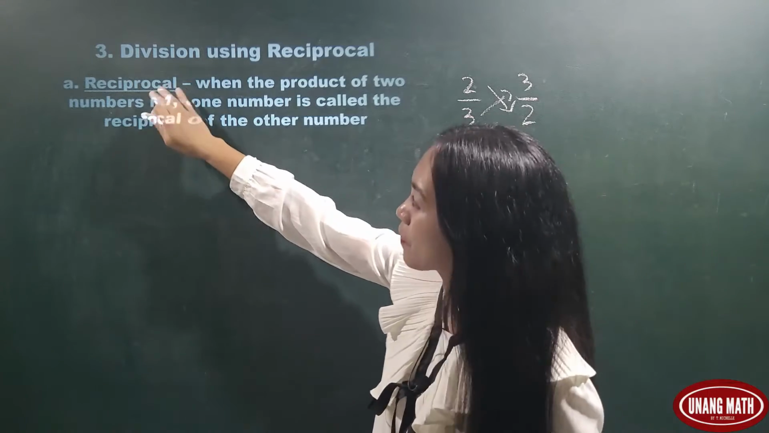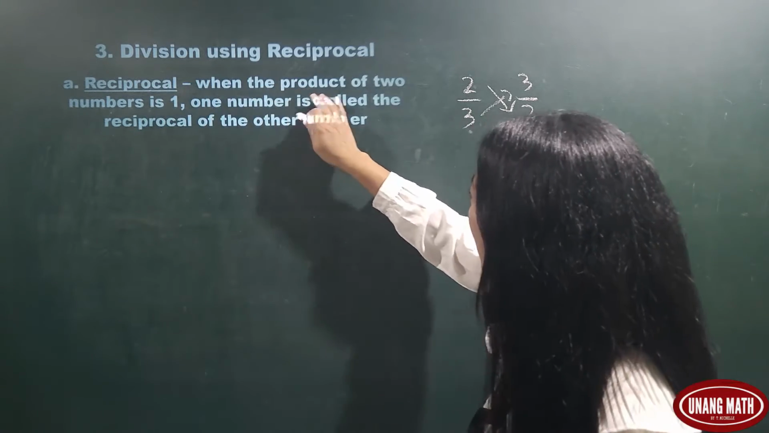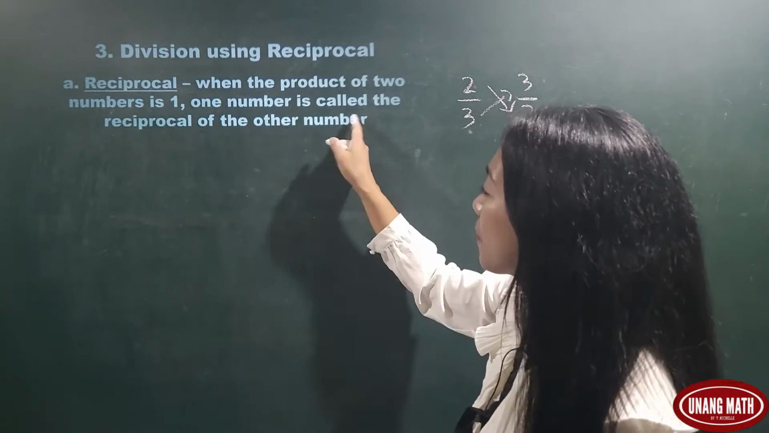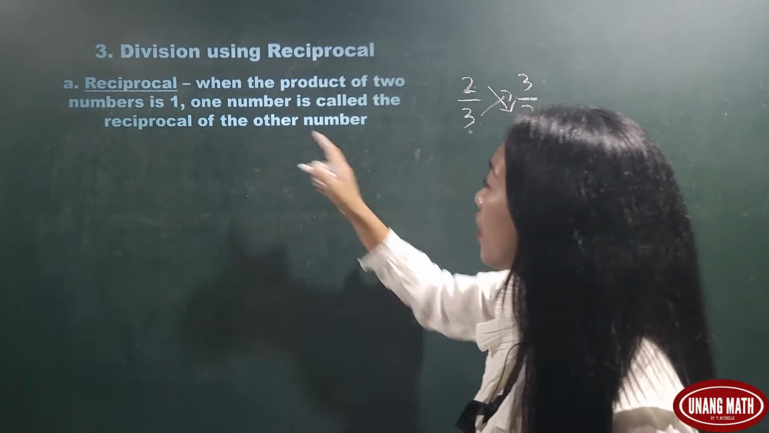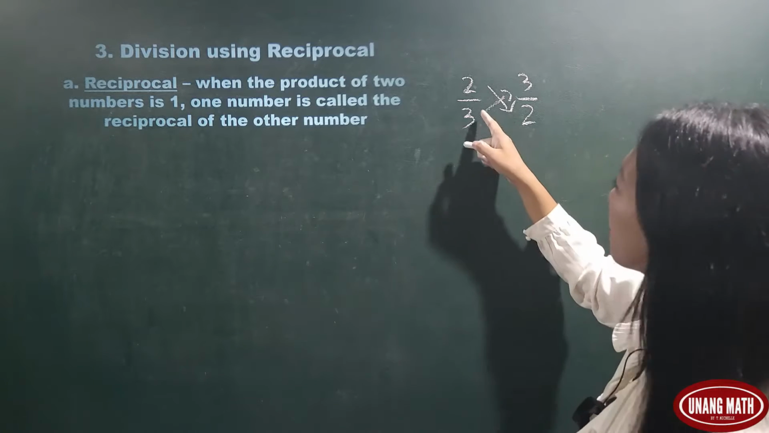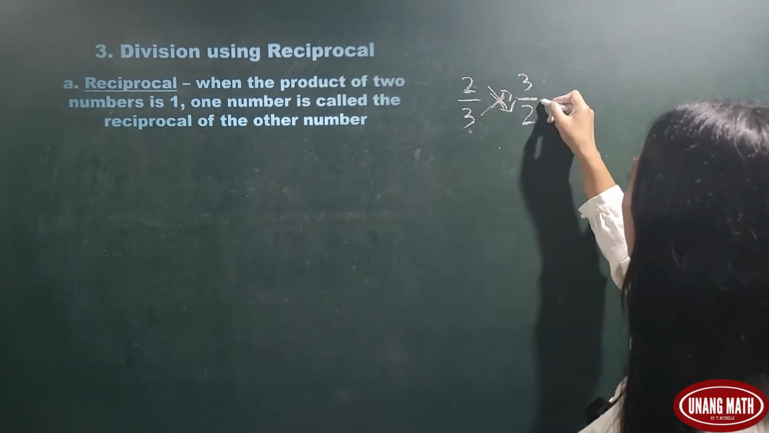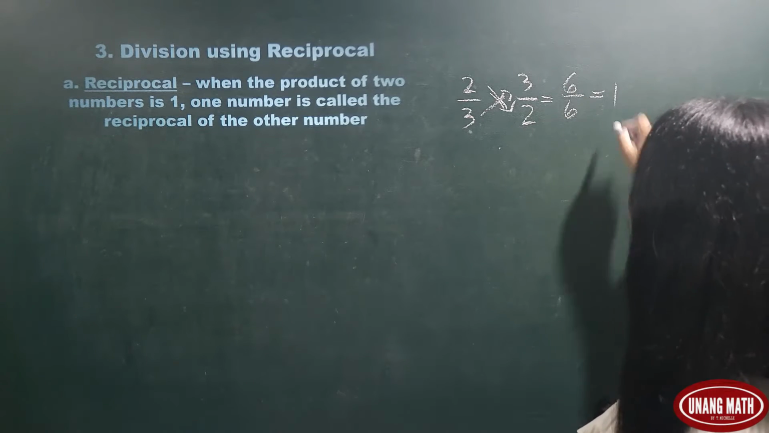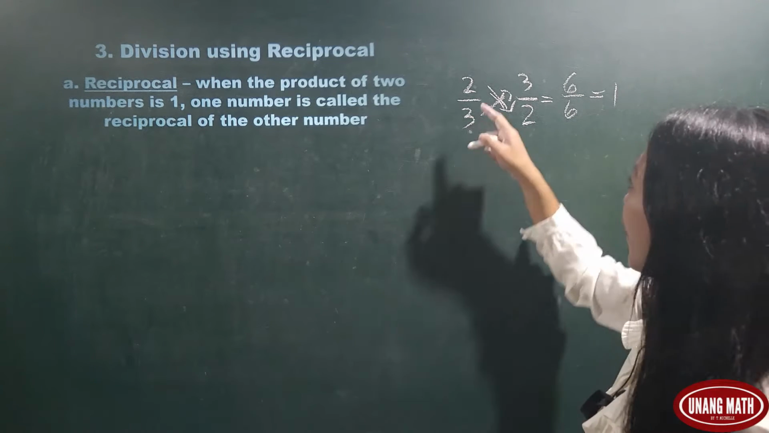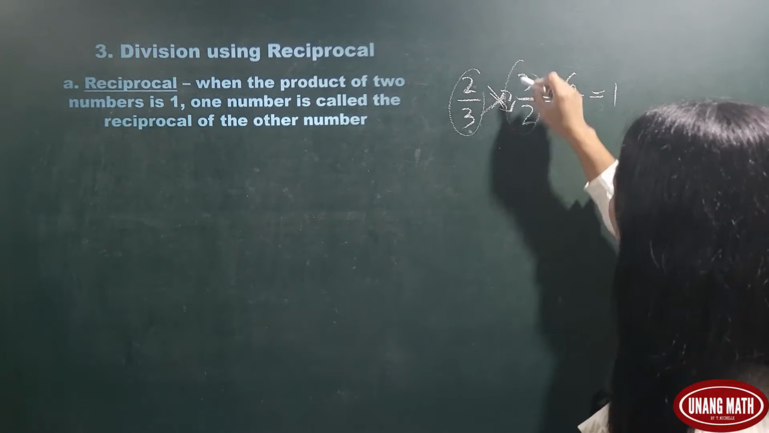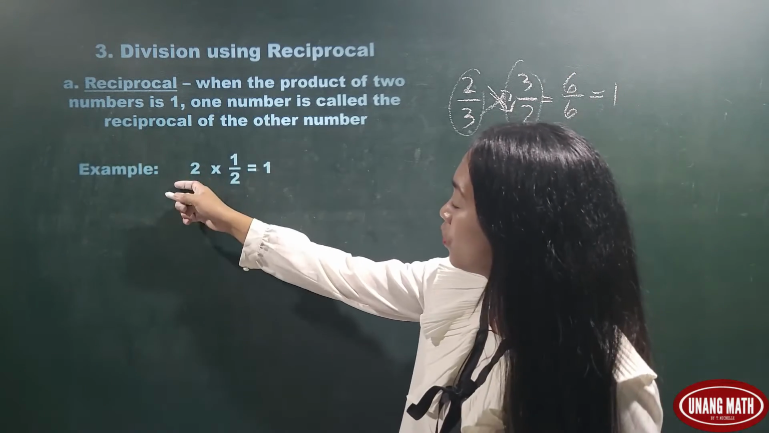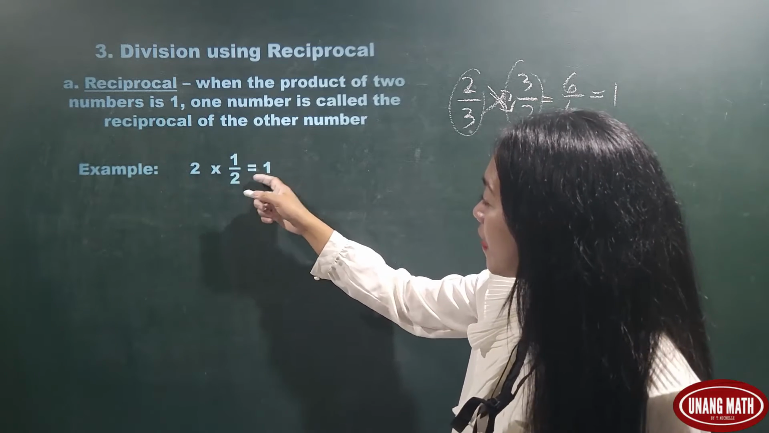When we say reciprocal, when the product of two numbers is 1, one number is called the reciprocal of the other number. Let's see. If we multiply these two numbers, 6 over 6, this is equal to 1. That means they are each other's reciprocal. Another example: 2 times 1 half. This is equal to 1.